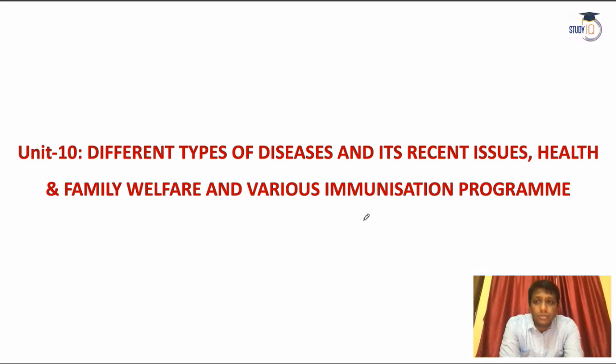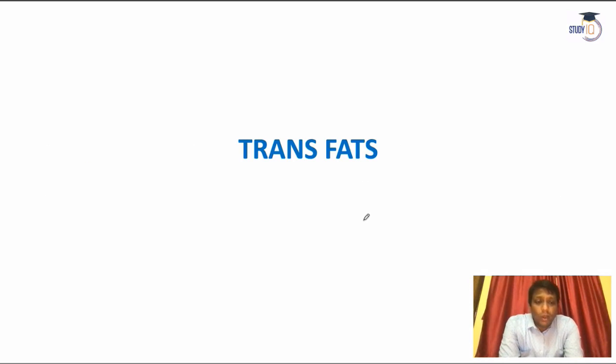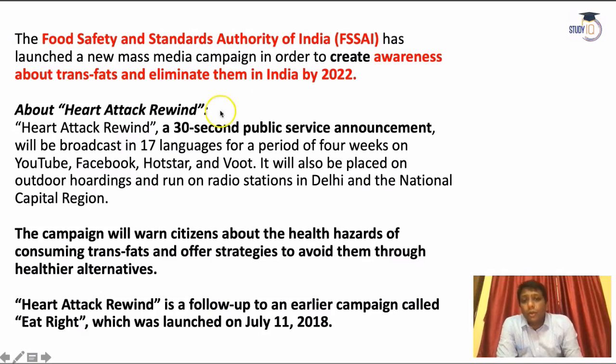No contemporary issues. The next one is the different types of diseases and their recent issues, health and family welfare, and the virus immunization program based contemporary issues. So what is here? Listen, guys. The one information you should know is trans fat. Against trans fat, many people at international level, WHO said, and various Indian institutions advise, please stop the consumption of trans fat.